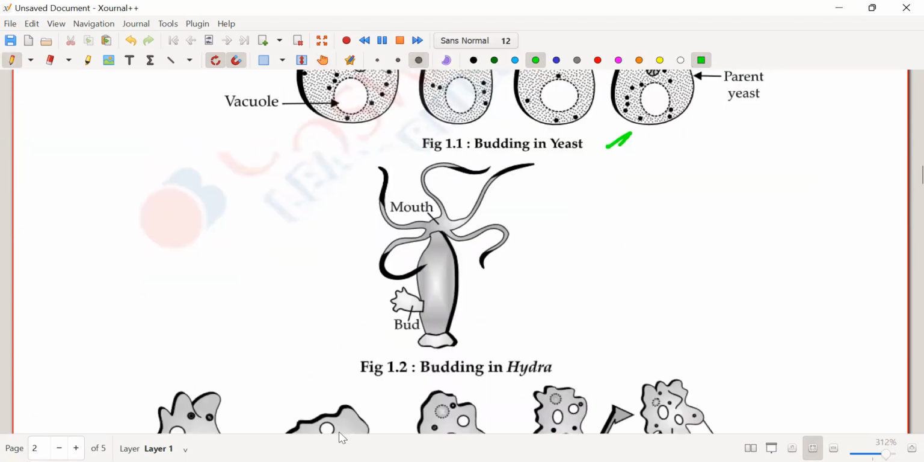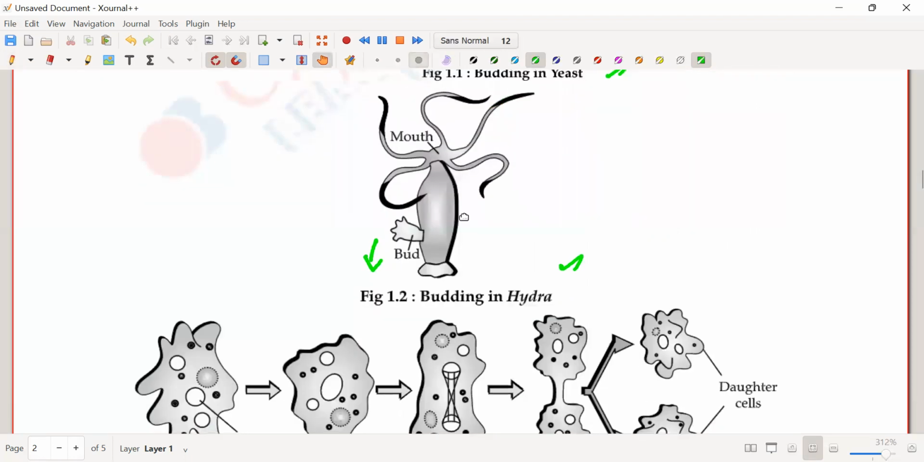All right, then budding in hydra. See, this is the bud. This bud will fall down and it forms a new hydra.